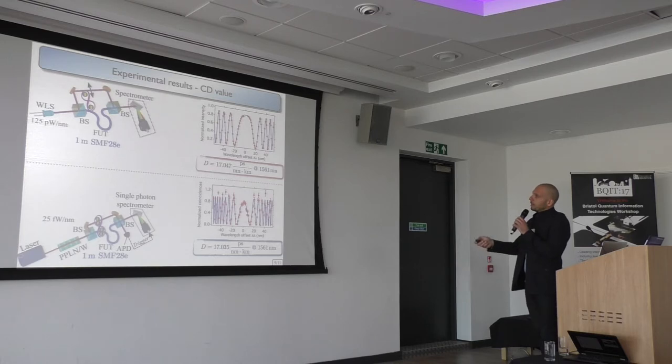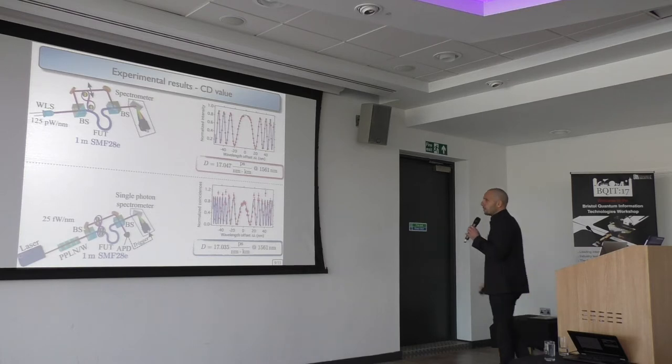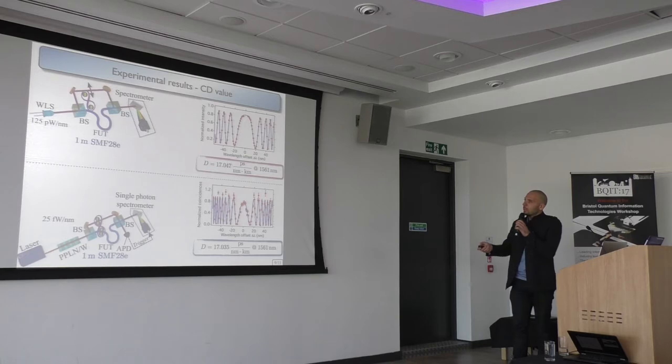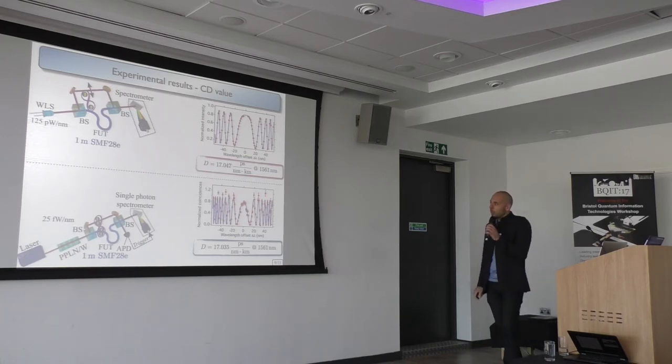And we found a very nice interferogram, as you can see on this picture. And we could measure a chromatic dispersion value of 17.047 picosecond per nanometer per kilometer at the central wavelength of the white light source, which is 1561 nanometer.